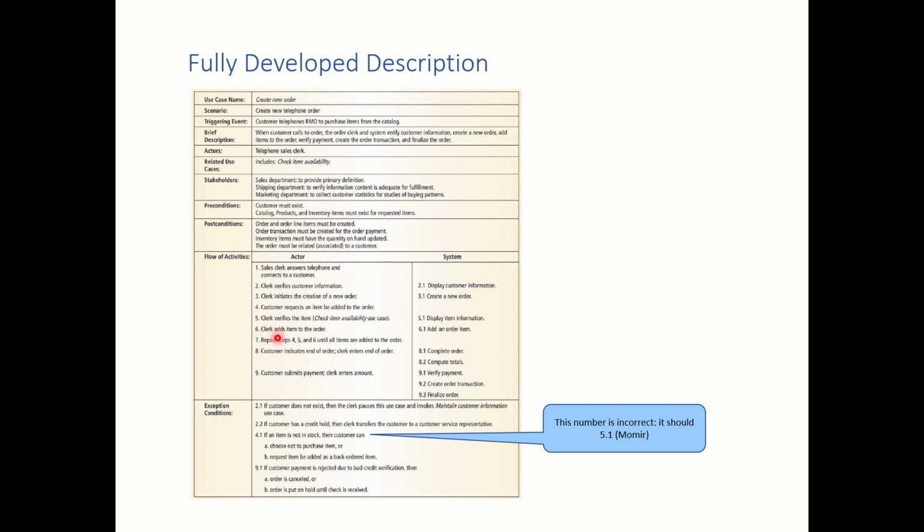The clerk adds the item onto the order and repeats steps 4, 5, 6 until the whole order has been given, and the customer indicates the end of the order. Then the clerk completes the order and computes totals, right, and verifies the payment. The customer submits the payment and enters the amount, so create the order transaction and finalize the order. These are the steps which have to be done.